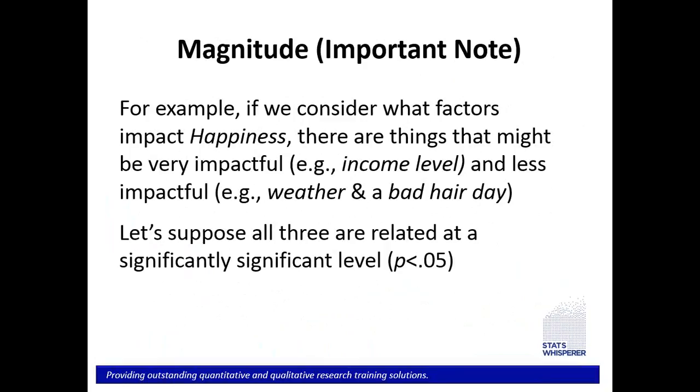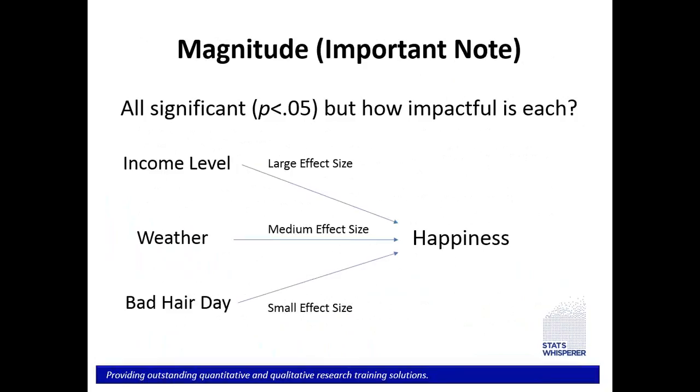But consider this. On the left, we have our predictors: income level, weather, and bad hair day. On the right, we have happiness, what we're trying to explain. You might imagine that income level has a large effect size. You see right above the line connecting income level and happiness, it has a large effect size on our happiness.